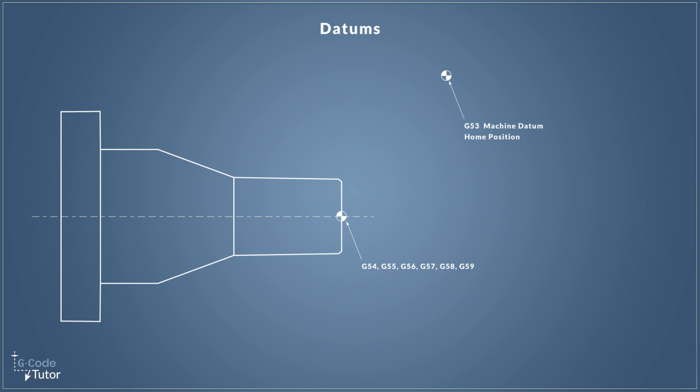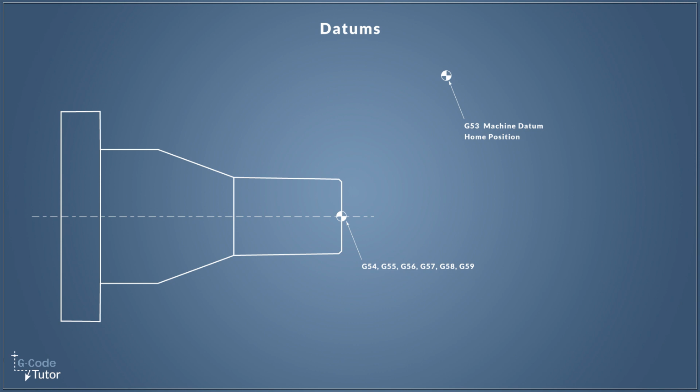Now, the machine datum we call G53, and G53 is a container that stores that information. And we can't change that because this position is set in the parameters of the machine. So when we call upon G53, we take it as the machine zero position, the machine home position.